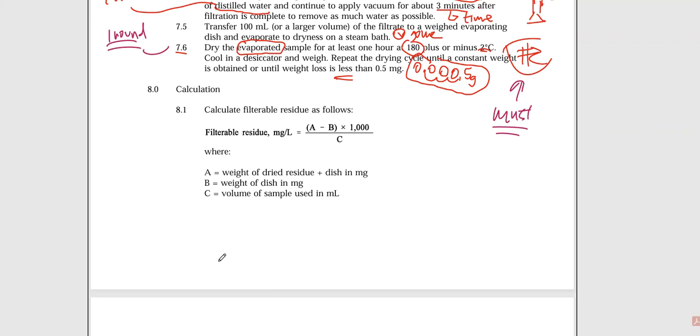Next up, calculations, section 8. It says, in order to calculate the filterable residue, you're going to do the following: A minus B times 1,000 divided by C. Okay, that's good. This allows me not to worry about what kind of stoichiometry or mole ratios I need to bring into the calculation. That's not what this is. It is just, here are the numbers, this is where they go, and we're going to solve.